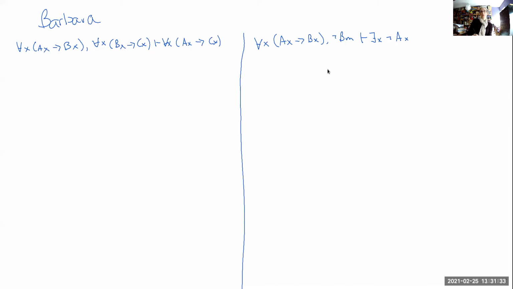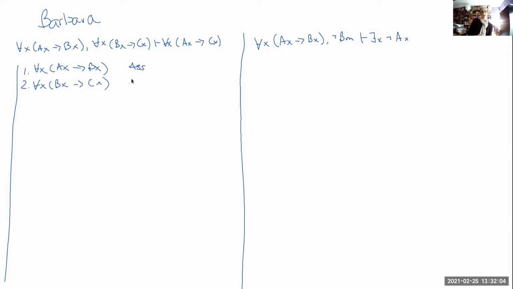And then in the other one, we will prove that if for every x, Ax implies Bx, and m is not B, then there is something that is not A. In fact, it's going to be m. Spoiler, but we'll show this along the way. So let's start over here with this one. As always, we know how to begin. We write down our two premises, that every A is a B, and that every B is a C.